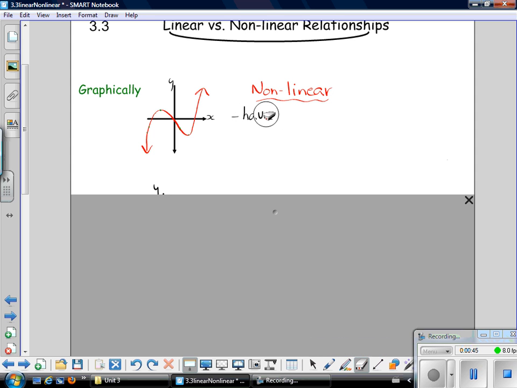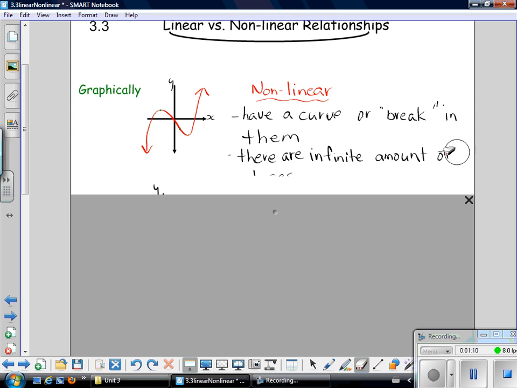So the first thing, we have a curve or break in them. All nonlinear graphs will have either a curve like this one does, or a break, and that means they're nonlinear. Also, remember we've been talking about slope? Well, if you look at this graph, there are an infinite amount of slopes in it.